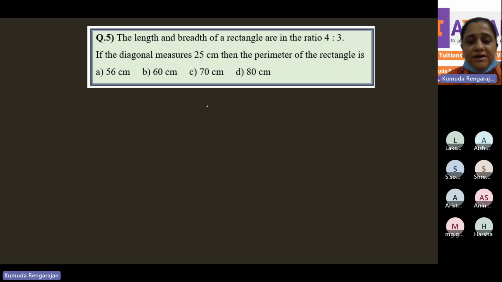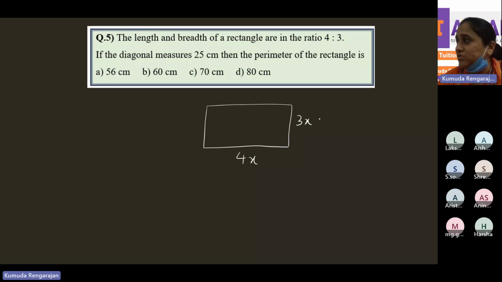I'll tell you again: rectangle, length 4x, breadth 3x, because the ratio is 4:3. One diagonal measures 25 centimeters. The other also will measure the same because in a rectangle the diagonals are equal. This is what is given to you. Given this information, you have to find the perimeter of the rectangle. For that, you need to find the length and breadth. How will you connect the information you have with you?